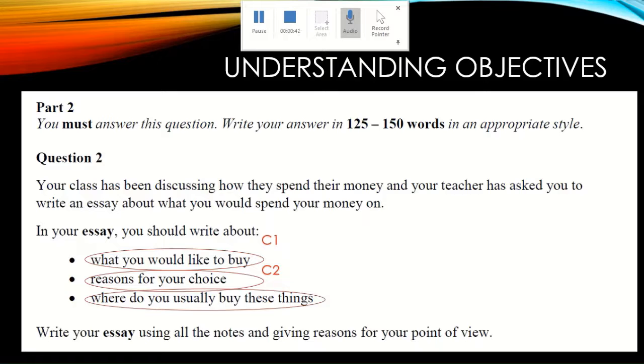And the third objective, where do you usually buy these things? So this objective becomes our writing purpose, and we need to answer all the objectives in order to get maximum marks for content, which is 5 marks, as the last instruction clearly states that you must use all the notes, and the latter part clearly states that you need to give reasons for your points of view. So how well you express your opinions will determine the marks for your essay.